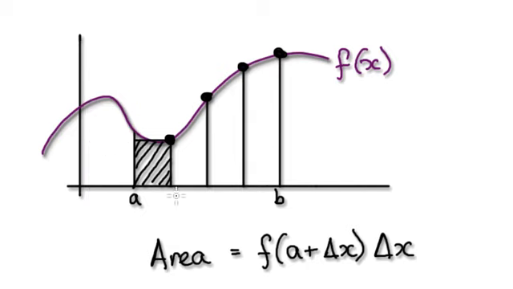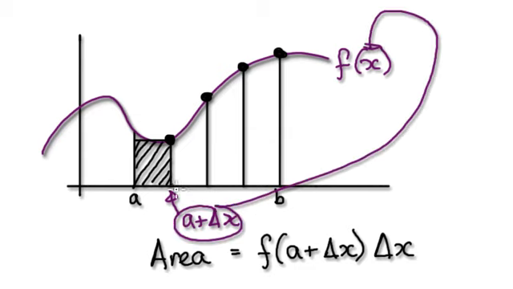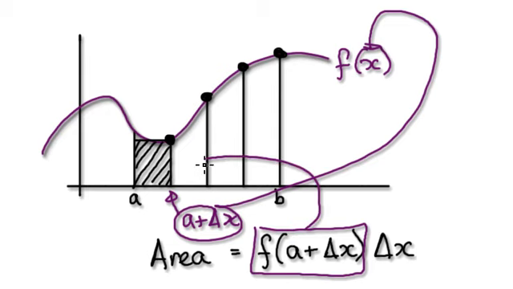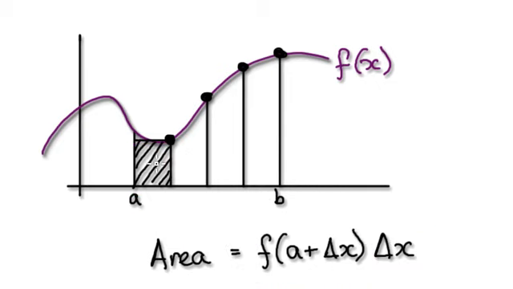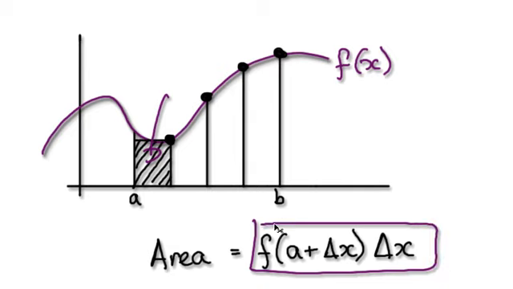The point is that if you want to work out the area of this thing here, you know that this here is a plus delta x. So if you put this whole thing into the function, that will give you the height. This here is the height of this rectangle. And don't forget the width here is delta x. So if you want to know the area of this rectangle, you would get the height times the width. So the area of this particular rectangle here is given by this. Okay, I will continue in the next video.